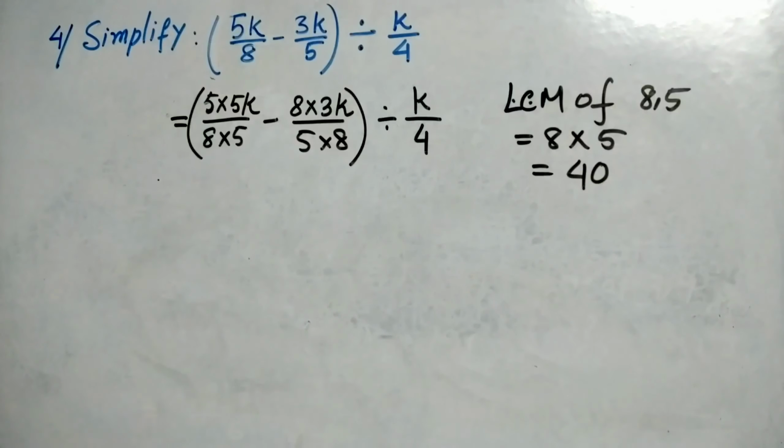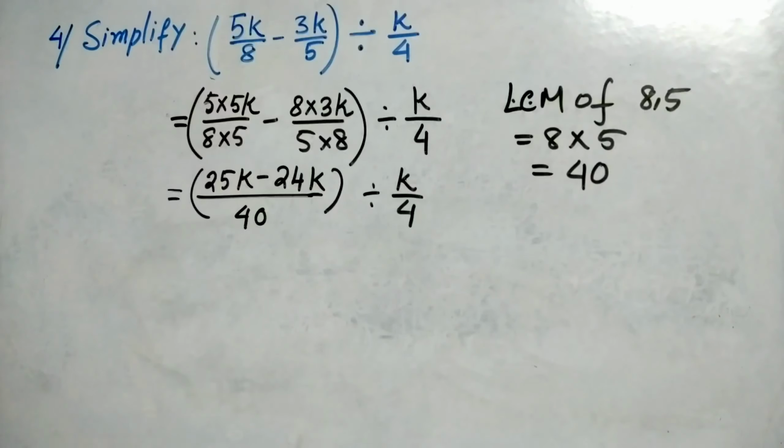Now we have multiplied the numerators with the same number as the denominator. As we know that the denominator is 40 for both the terms, it has been taken as common and the numerators are written in a row.